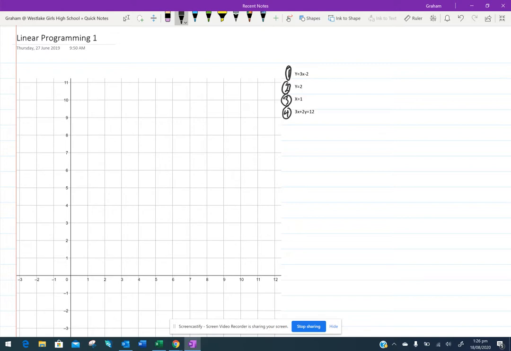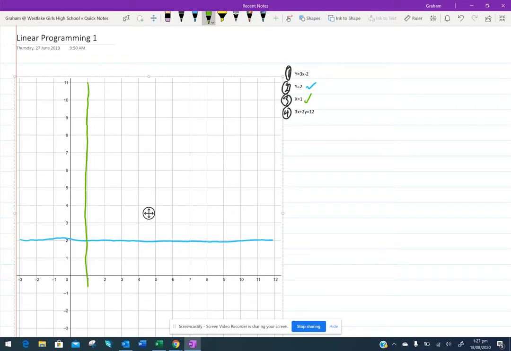Okay, so let's look at the first one, and I'm actually going to do my y equals 2 graph second. Y equals and then a number is always a horizontal line. So that is a horizontal line that goes through 2. Same thought process with my x equals 1 line, and that is a vertical line that goes through 1.